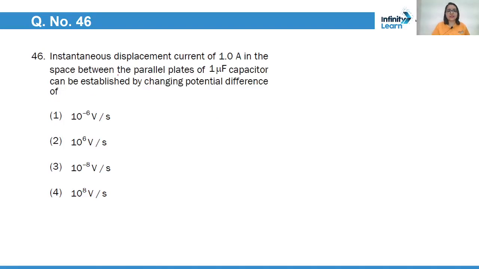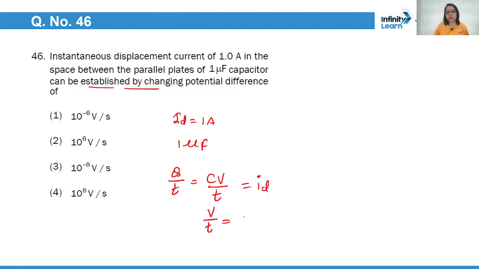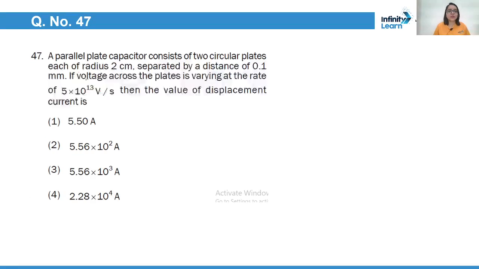Question number 46. Instantaneous displacement current of 1 ampere in the space between the parallel plates of 1 microfarad capacitor can be established by changing potential difference of. So over here, potential difference, basically Q by T will be what? Q is equal to CV, so CV by T, and that is equal to ID. So V by T, that is rate of change of potential difference, will be ID upon C, and ID is 1 divided by C is 10 power minus 6, so it is 10 power 6 volt per second, which is option 2.